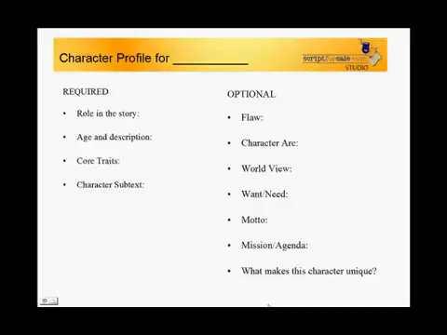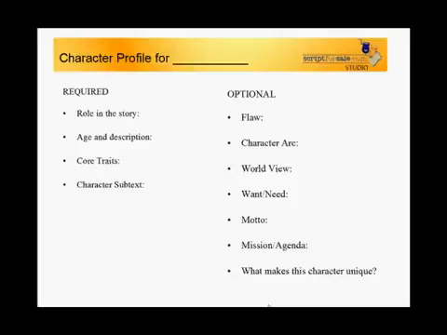The optional side is exactly what it says. It's optional. But what these do is they fill in some of the blanks. Now let me tell you up front, I usually only use 3 or 4 on this side. I'm not trying to fill in every single gap and worry about having it be perfect. I'm only looking for the things that actually will make a difference for this character. So some of those things could be the flaw or the character arc, which isn't present in every character obviously.